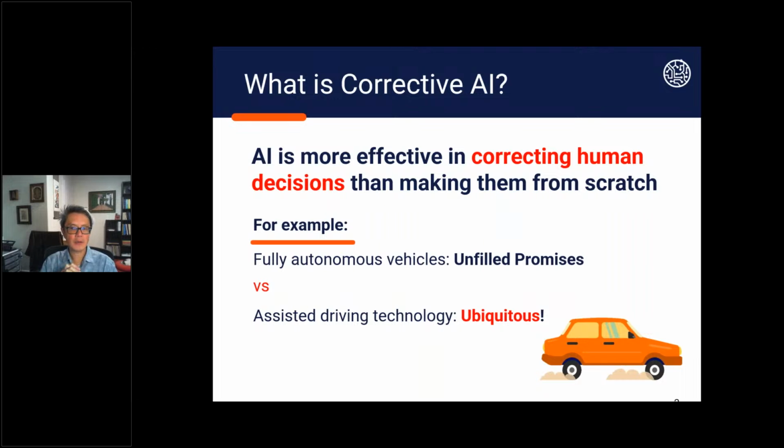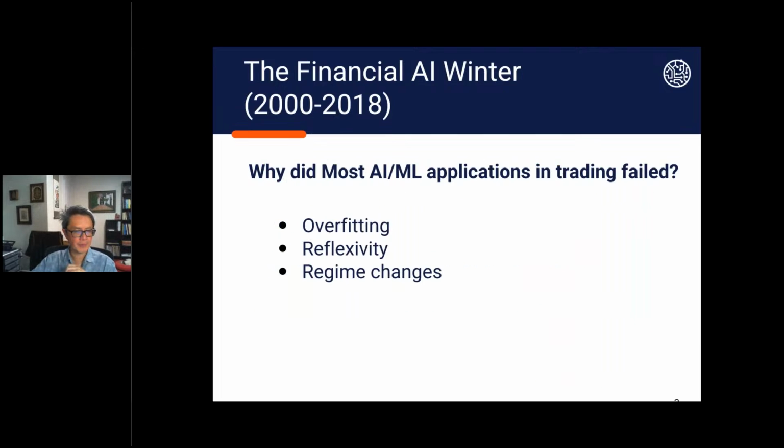We do not recommend using AI to directly make trading or investment decisions. Instead, we recommend that you use it to correct decisions that you make via other systems or algorithms.